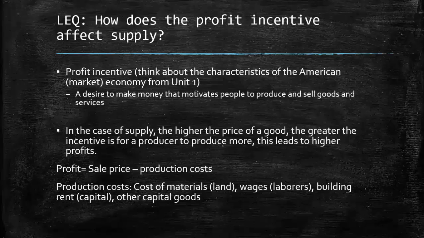If I can make a lot of money selling one, I want to try to sell 1 million. That's the profit incentive. Now, a side note here: understand that profit is how much you sell it for minus how much it costs to make it, okay? So keep that in mind. There's a difference between revenue, which is total money accumulated, and profit.